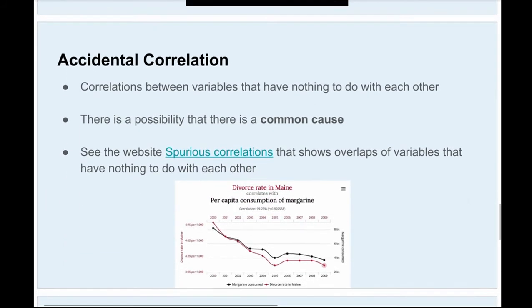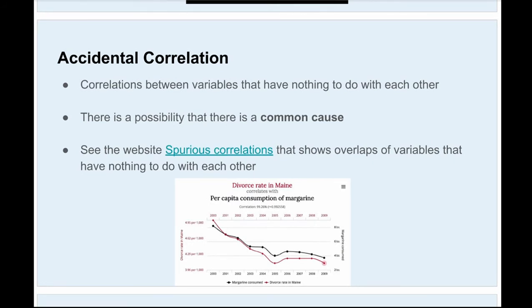And then lastly, accidental correlation. Sometimes there are correlations between variables that have nothing to do with each other. They're not related. So there isn't a cause and effect there. There is a possibility that there is a common cause between them, but sometimes it's just coincidence, just random, that there is a correlation at all.